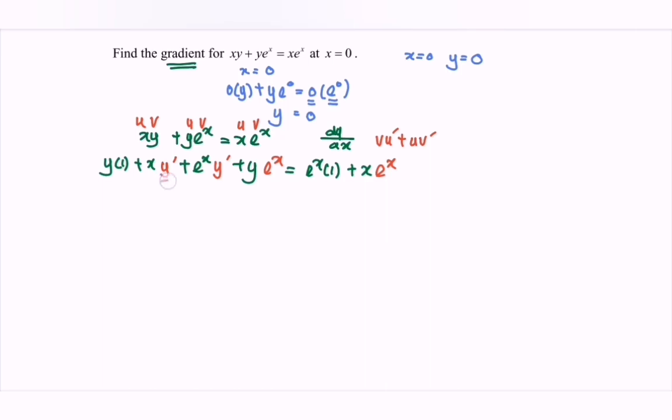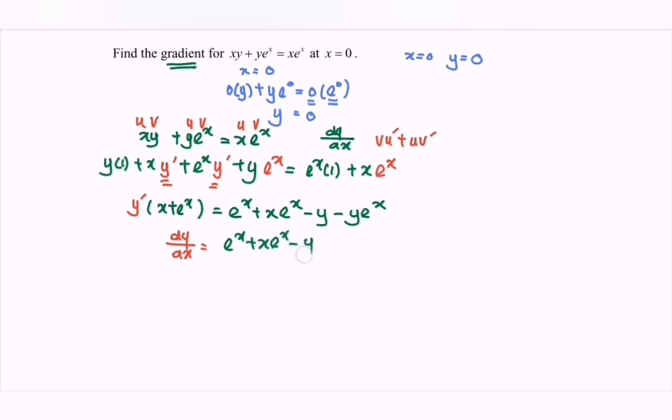So focus on this part. We have y prime, bracket, x plus e to the x, equals e to the x plus x multiplied with e to the x, and then minus y e to the x. So the dy/dx, where we have e to the x plus x e to the x minus y e to the x, over x plus e to the x.